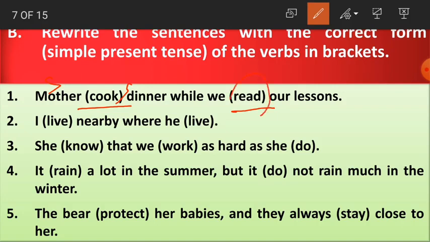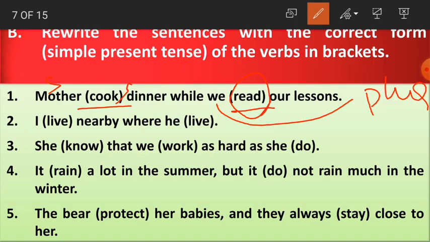This read is not going to change. It remains the same. Why? Because we comes under plural form. That's why the verb remains the same. Mother cooks dinner while we read our lessons. Clear, children? Okay. Now the second sentence.